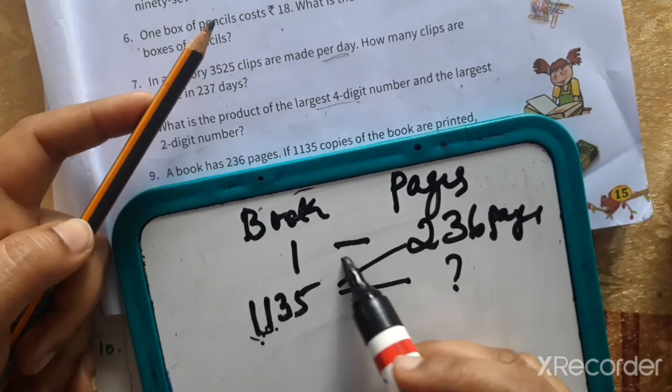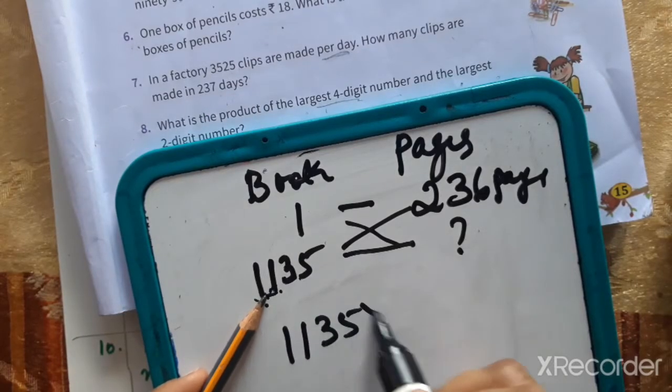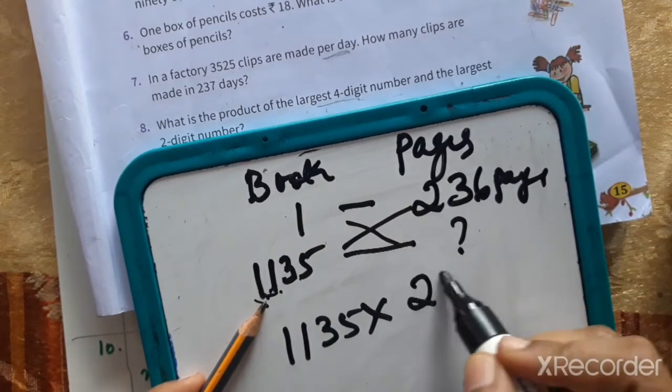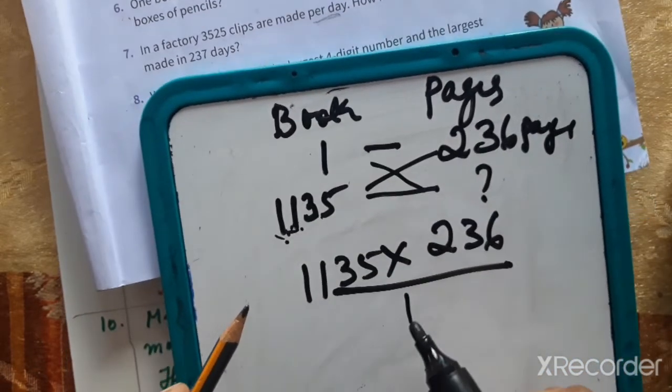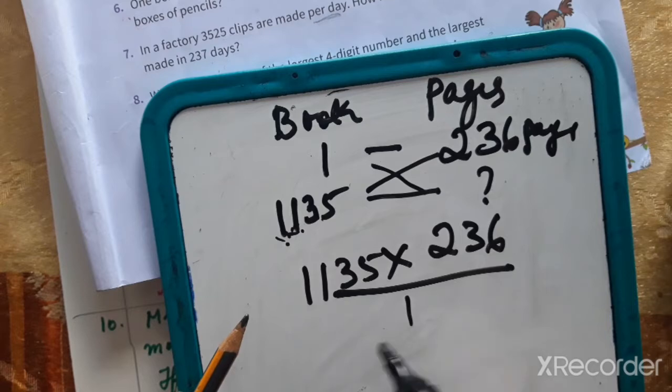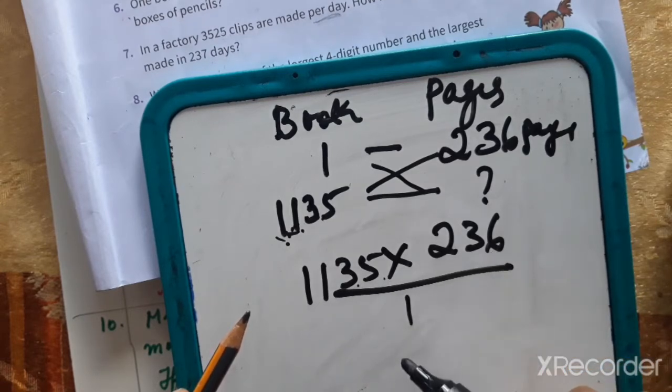Now cross multiply. So 1135 into 236 divided by 1. If it is 1, there is no need to write it in the calculation. So we have to multiply 1135 into 236. If the number is greater than 1, we have to consider that number and divide by it. If 1, no need to write, we get the same answer.